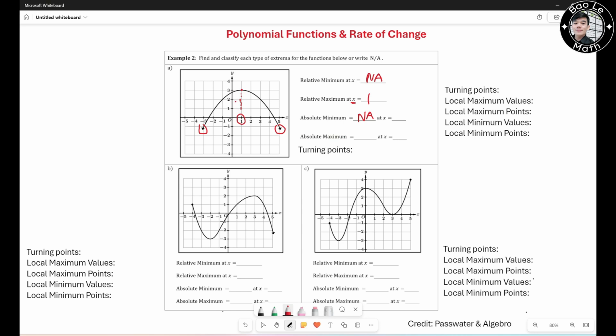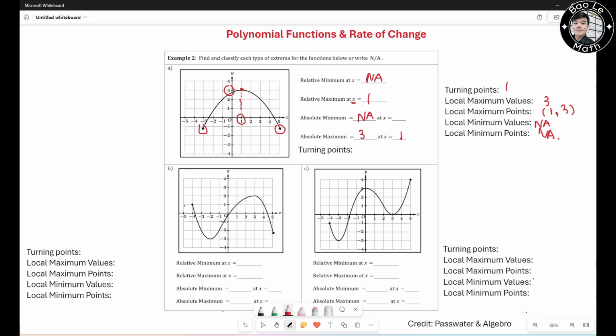Absolute maximum is going to be the highest point right here, which means 3, at x equals 1. Now turning points, we only have one turning point right here, which is the maximum. So local maximum value is 3. Local maximum point, which means (1, 3). Local minimum values, none, and local minimum points, none.